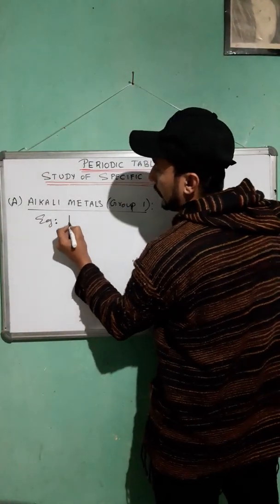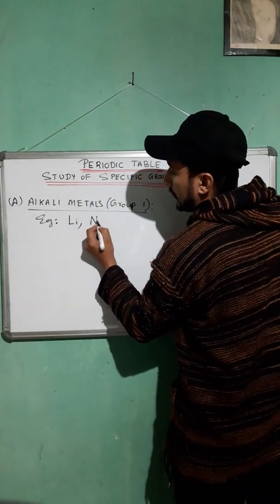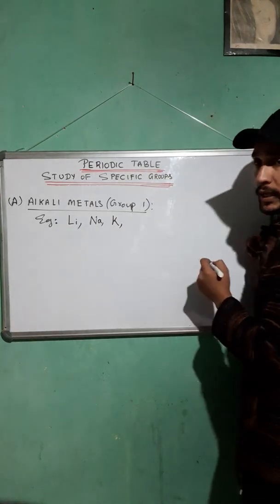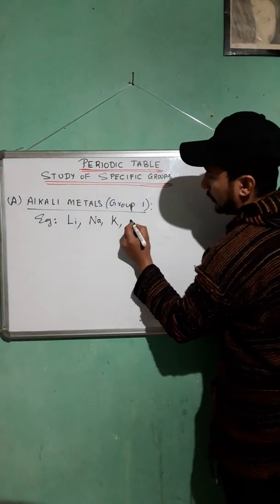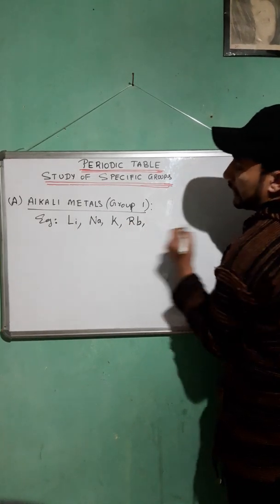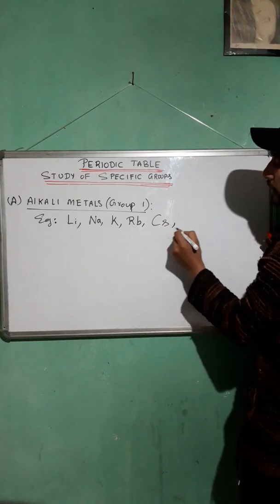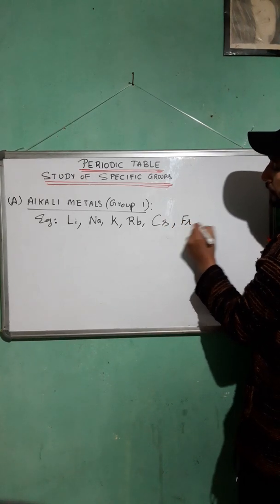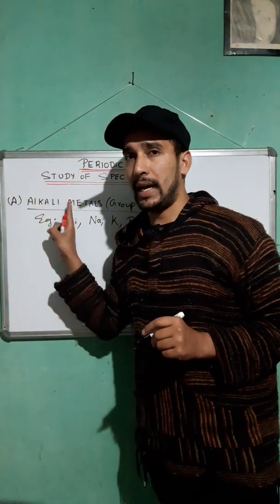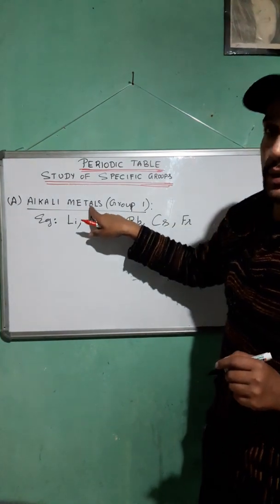First is lithium, Li means lithium. Next sodium, Na. After that potassium, K is potassium. Next you have rubidium, Rb. After that cesium, Cs, capital C, small s. After that you have francium. In group 1, the first element is hydrogen, but hydrogen is a non-metal, so we are talking about metals only.